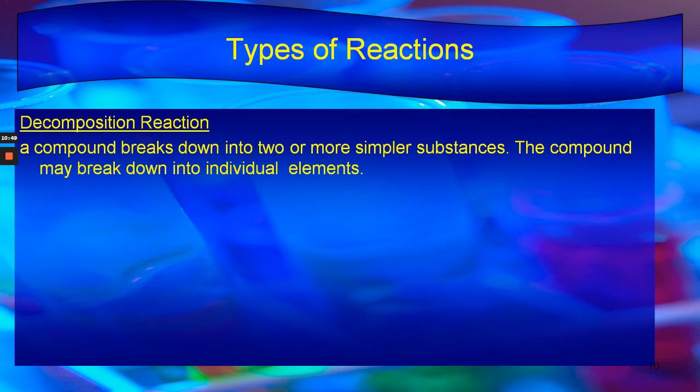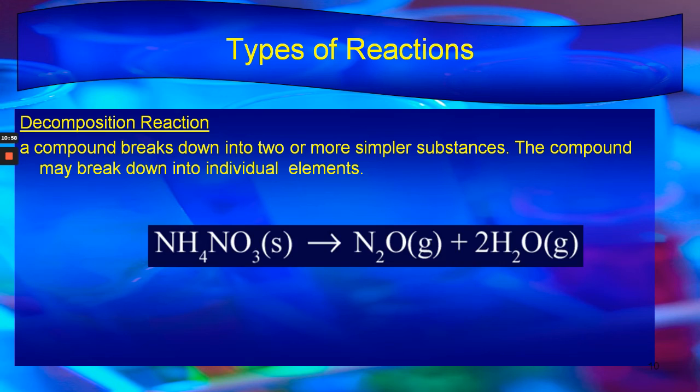And the other type, which is just like a reverse of synthesis or combination, is decomposition, where a compound breaks down into two or more simpler substances. So if we had like ammonium nitrate, it could decompose into dinitrogen oxide and water. So compound XYZ making compound XY, X, Y, and Z. Or you can even just say this could have been compound X, Y, and Z, or compound X, Y, and Z. So just depends on what the compounds are.